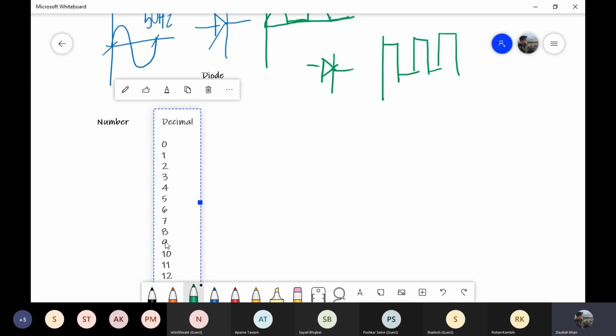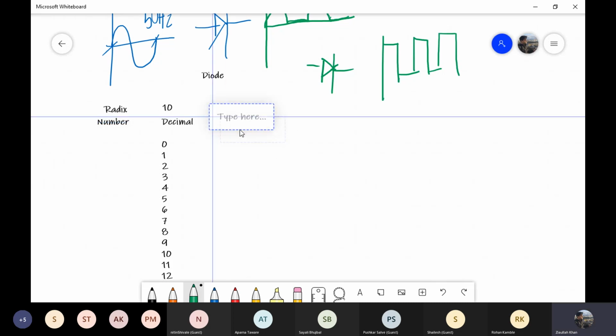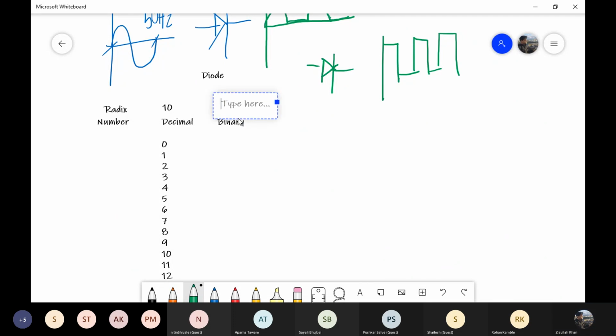The number of unique digits inside a system is called a radix. So the radix of a decimal system is 10, right? Similarly, when we are dealing with computers, we use a system called binary, and binary has a radix of 2. So there are only two unique numbers in the system. The first is 0 and the second is 1.